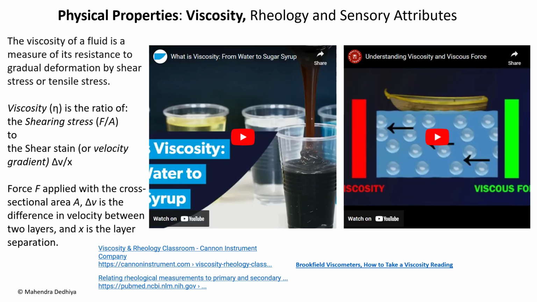Viscosity, rheology, and sensory attributes are related. Let's understand viscosity from pre-formulation viewpoint. Viscosity of a fluid is a measure of resistance to its gradual deformation by shear stress or tensile stress. Viscosity, eta, is a ratio of shearing stress, force per unit area, to the shear strain velocity gradient, delta V divided by X. X is the separation of layers.